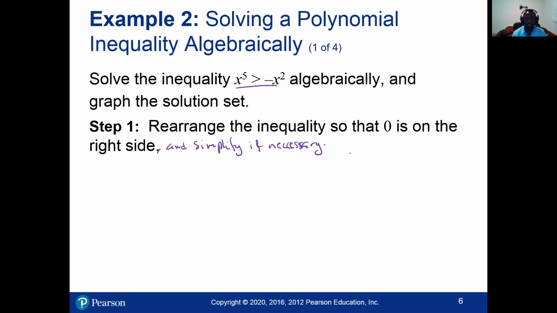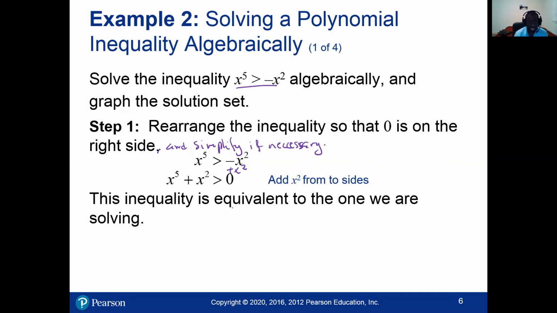Okay, simplify if necessary. We'll see that in the next example. So what we have there? To rearrange that, you add x squared to both sides. So you have x to the 5th plus x squared greater than 0. Okay, so we need to factor this.